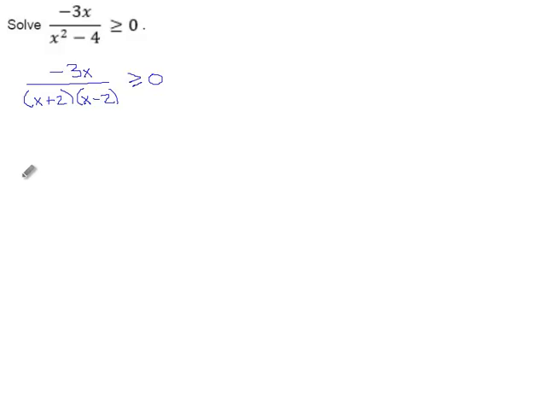So when we get to here, what's our third step? Something about critical values. We look for places where this expression on the left either equals 0 or is undefined. And in this case, there are 3 interesting spots.